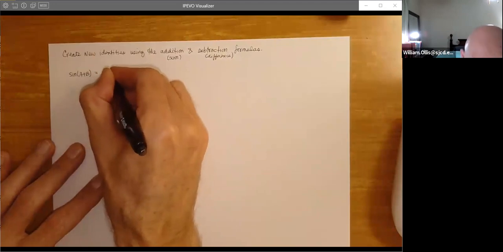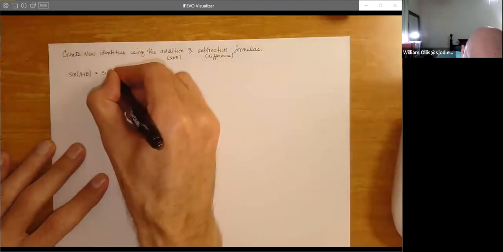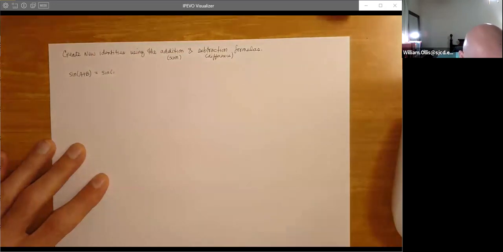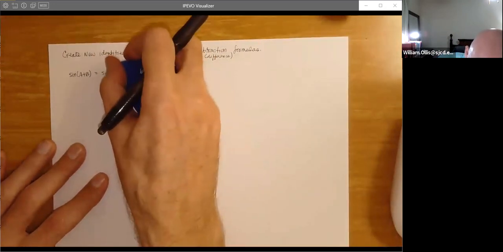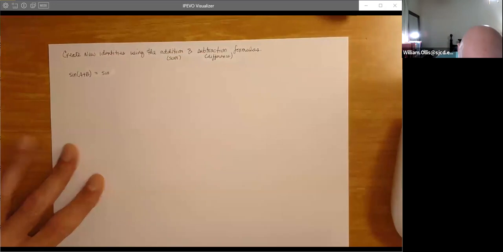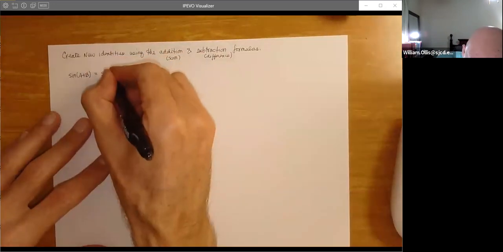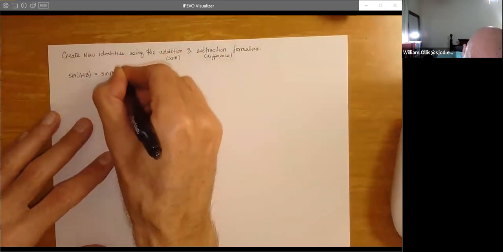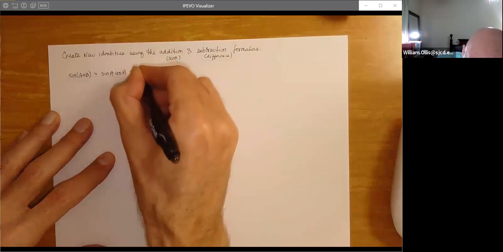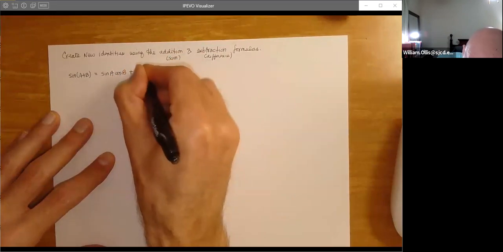We have sine. Let me do it this way. Let me not put so many parentheses because I'm going to be super lazy. Allow me to be a little bit lazy, ladies and gentlemen. Sine A cosine B plus sine B cosine A.